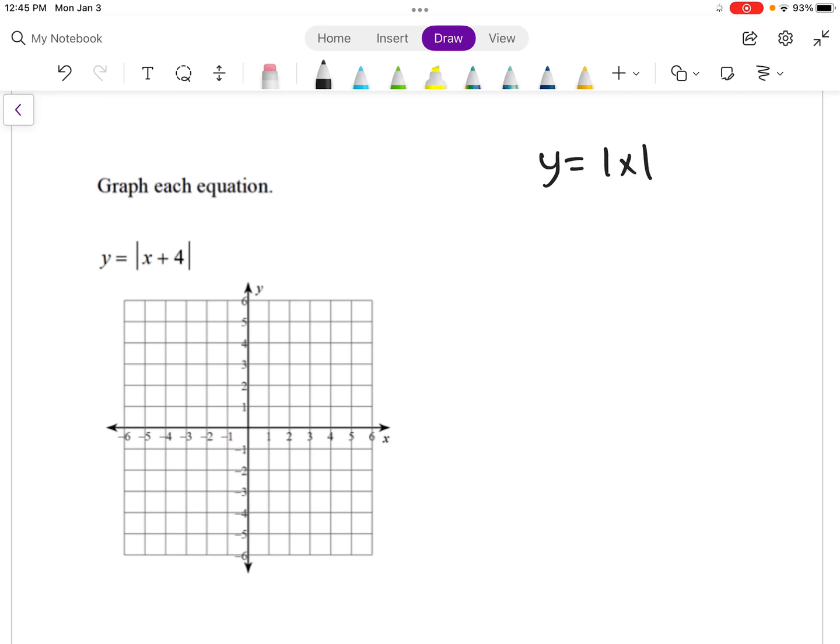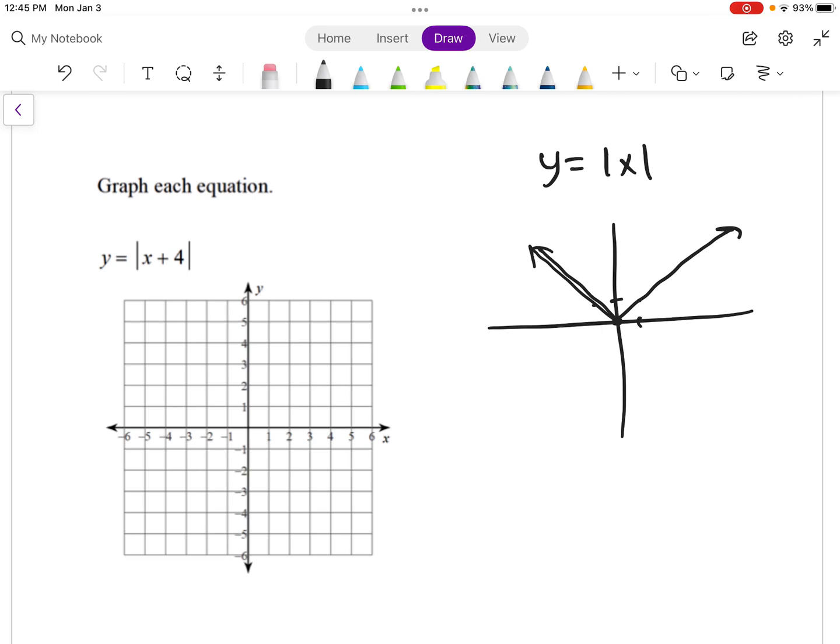So just a reminder, y equals the absolute value of x, the original parent graph, had a vertex at 0. And then it had these straight sides, like each side was linear. And then we talked about how we shift it left or right or up or down, or stretch it, compress it, reflect it. We did all those things.